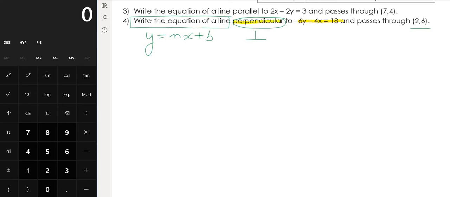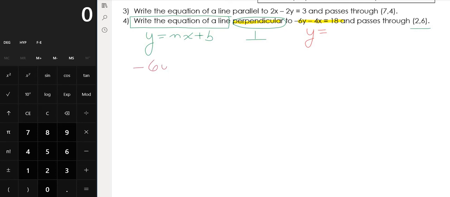So let's get ready. In order for me to figure out what would be perpendicular to negative 6y minus 4x equals 18, I first have to figure out what is the slope of this line. In order to figure out the slope, it needs to be in a different format. I have to put this into y equals format. Otherwise, I don't know what the slope is. Let's go ahead and do that.